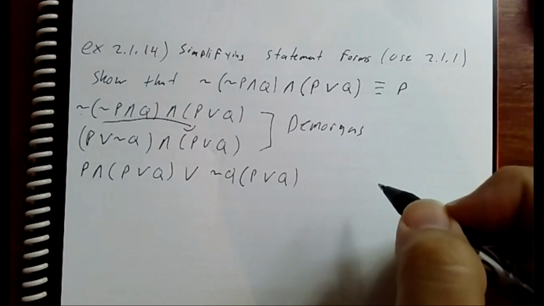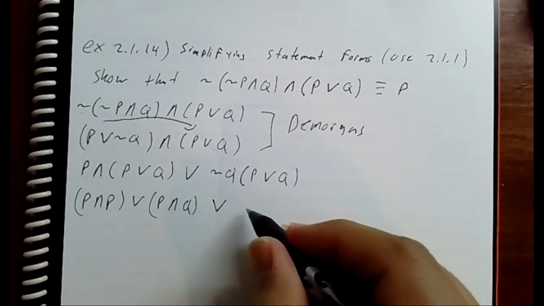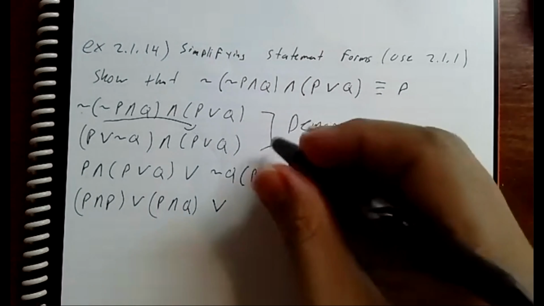Sorry, one moment. Okay. P and (P or Q). So I'm going to have to distribute this over here. So I'm going to have P and P, or P and Q, right? Doing my multiplication here. Or... I forgot a symbol, shoot. This should be an "and" right here.